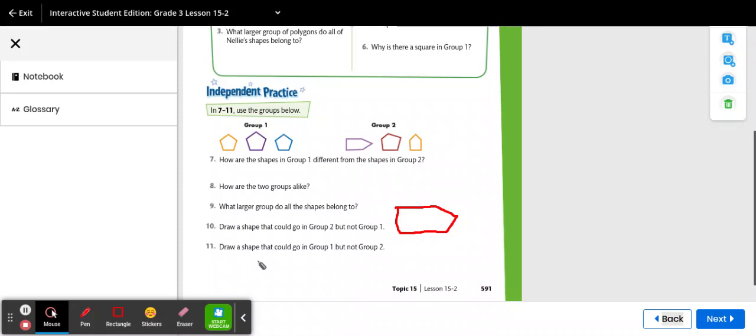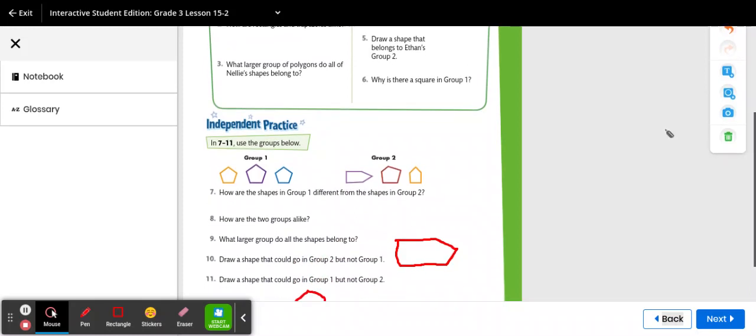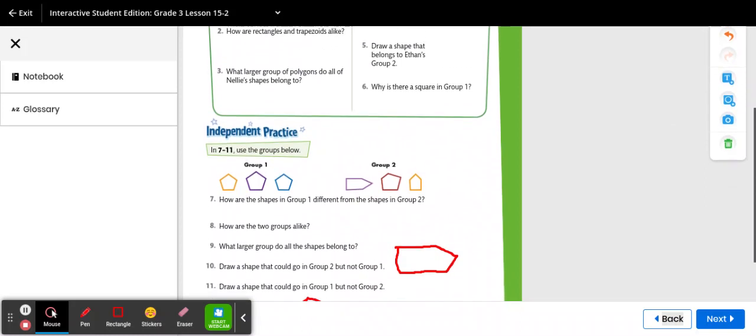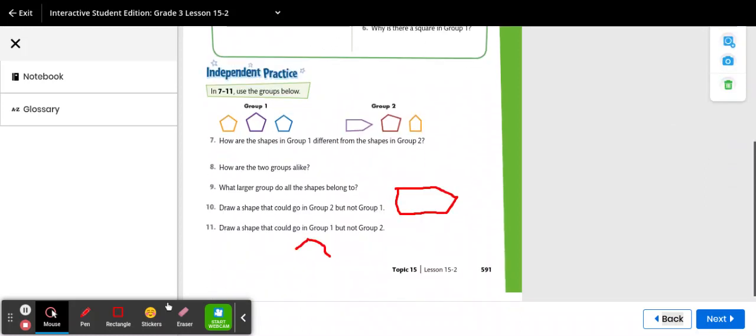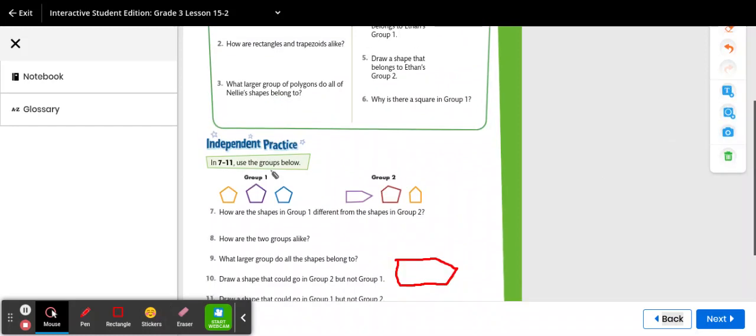And draw a shape that could go into group 1, but not group 2. So let's try to draw one that looks like it has the same length. I am just not going to be able to do this with my manipulatives, but we would know that for it to be a good shape for group 1, it has 5 sides and 5 sides that are equal in length for each shape.